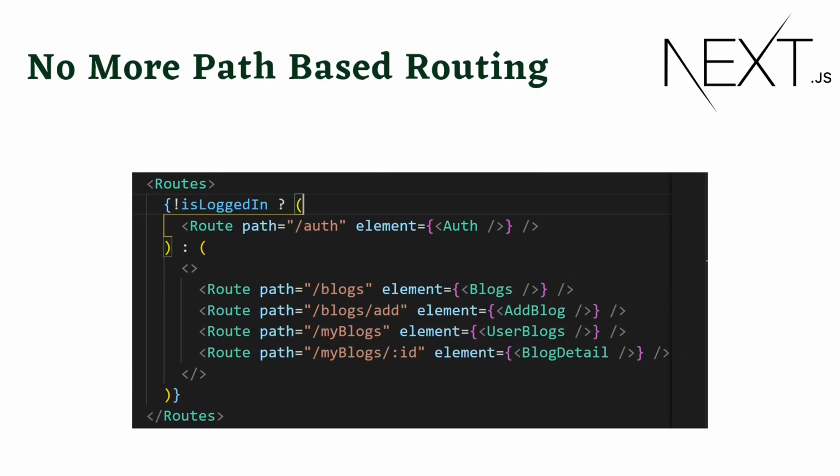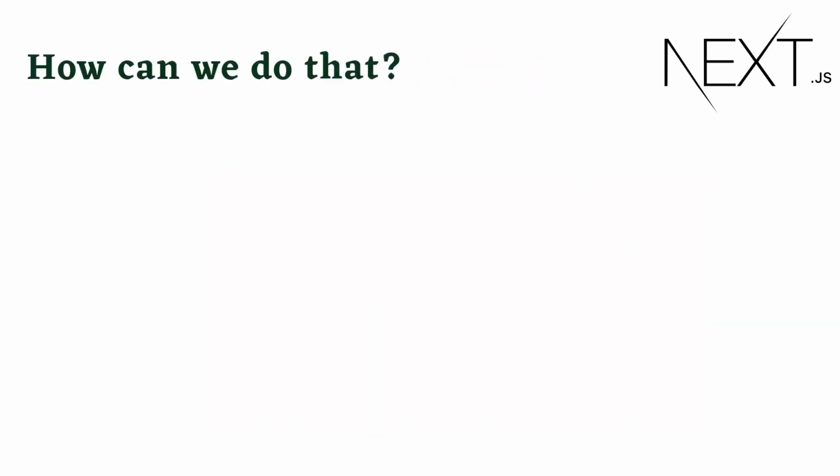Like here you have the routes, then we add the route path equals to blogs, add my blogs. So it can be a bit cumbersome when you are building an enterprise-level application. So there will be multiple routes that can look confusing in the end. So that's why Next.js has introduced the file-based structure for the routes. But how can we do that?